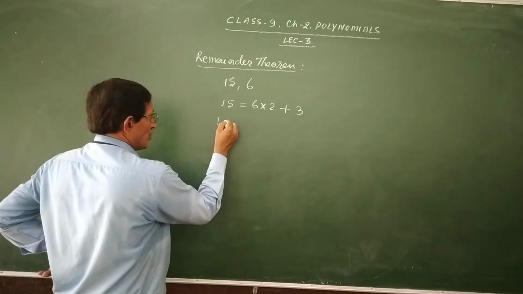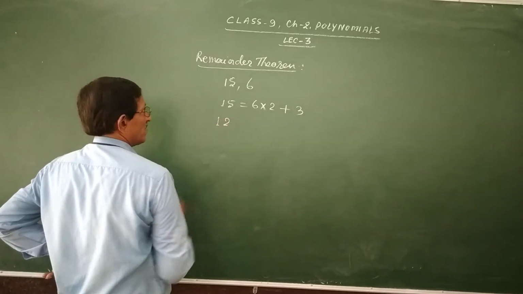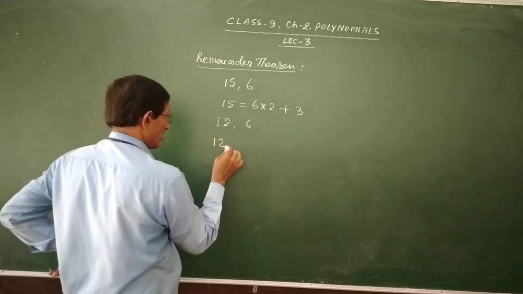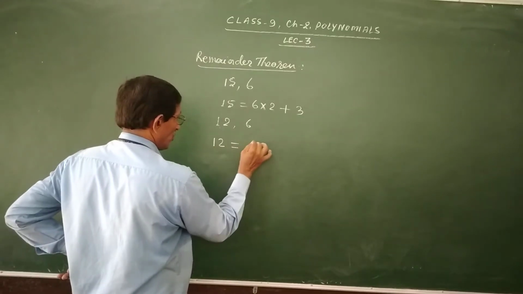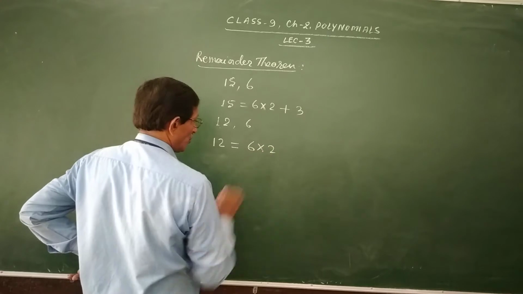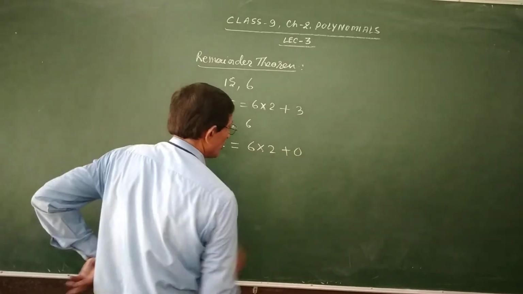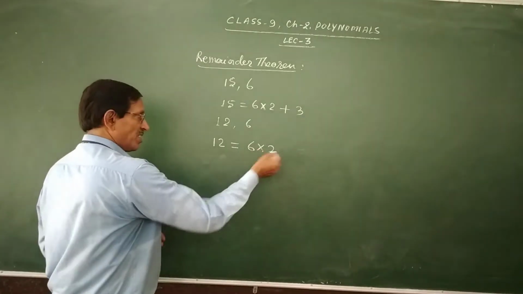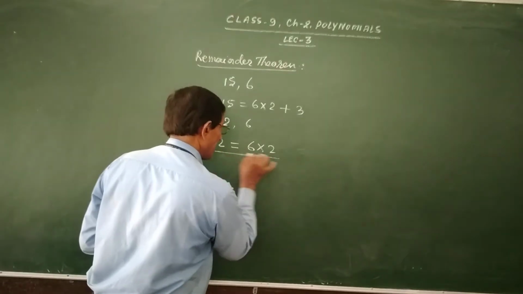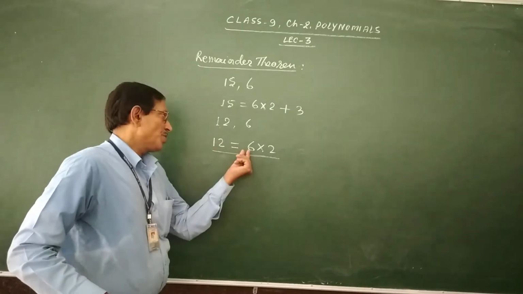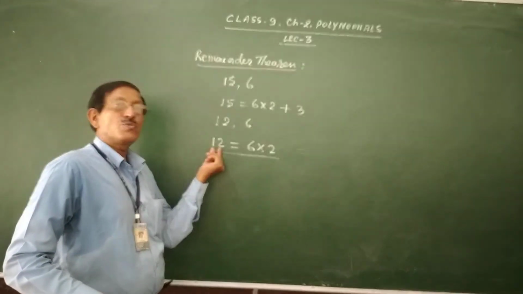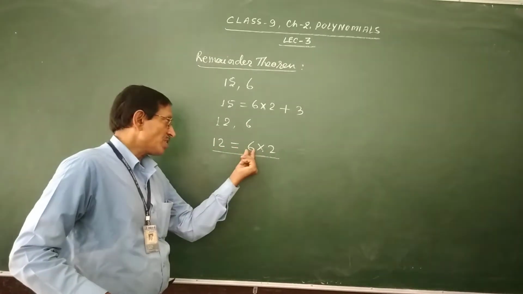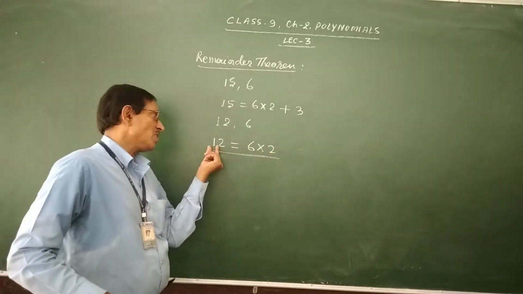Suppose 12 is divided by 6. If 12 is divided by 6, then we write like this: 12 is equal to 6 into 2 and remainder is 0. No remainder, so we do not write this. So in this case, we say that 6 is the factor of 12 or 2 is the factor of 12. That means 6 and 2 both are the factors of 12.